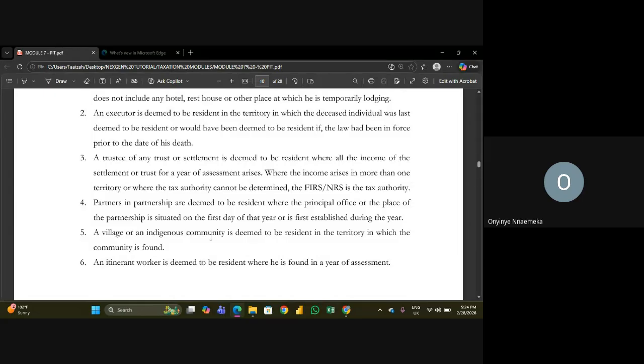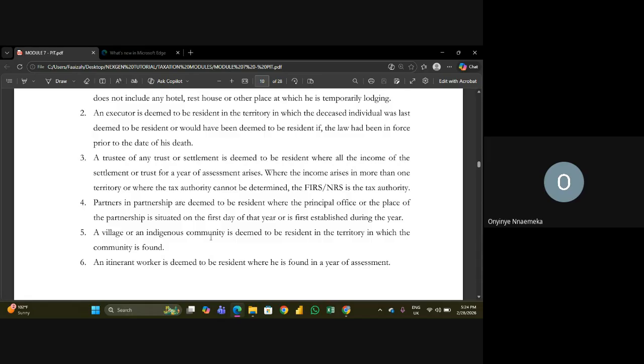An itinerant worker. I think we've spoken about an itinerant worker, somebody that spends at least 20 days in 3 months in a particular place. As long as he has spent 20 days in 3 months, he's able to pay tax in that particular place. So an itinerant worker is somebody that does not stay in one place. He works all over the place. He can be in Lagos today, Abuja tomorrow, Sokoto next tomorrow, because he's not stable in one place.